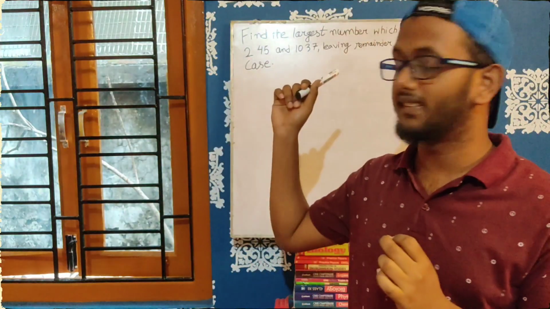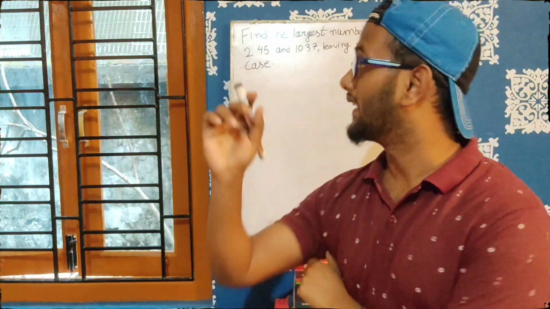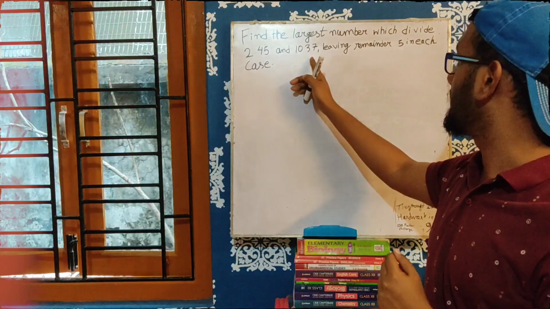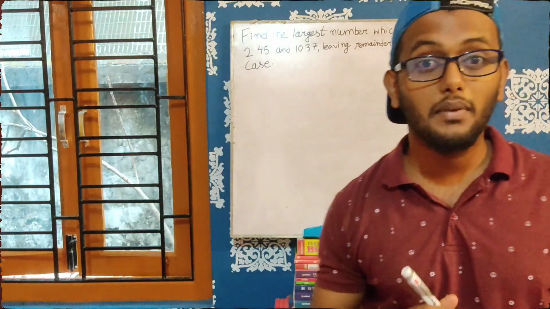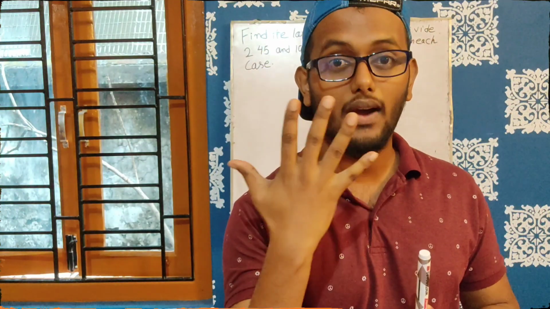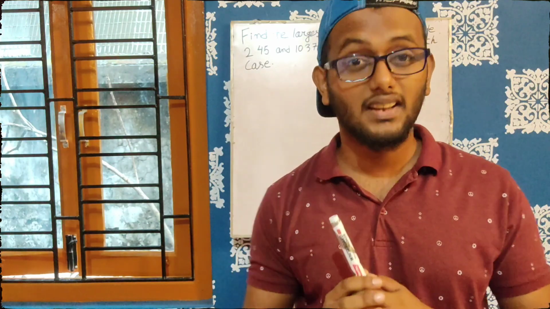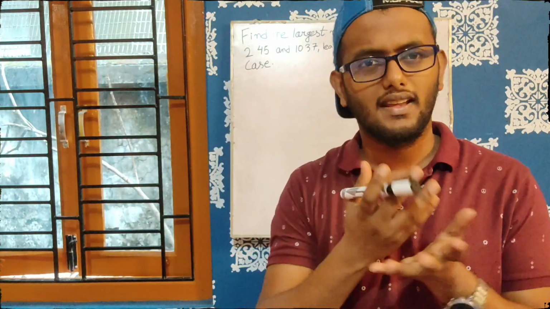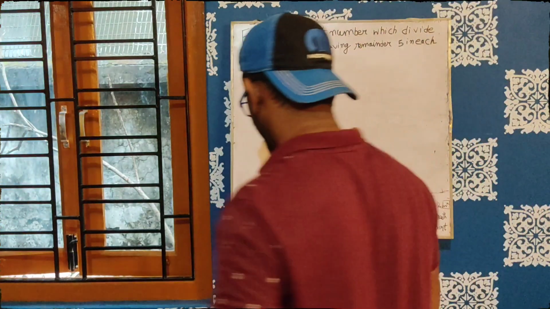Let's say this one is the first step. In this question, they may ask to find the largest number. They gave 245 and 1037, leaving remainder 5 in each case. They may give 4 numbers or 5 numbers or 3 numbers. They may say leaving this remainder in each case or anything. Don't worry, I am going to explain each and everything. So let's do this one.